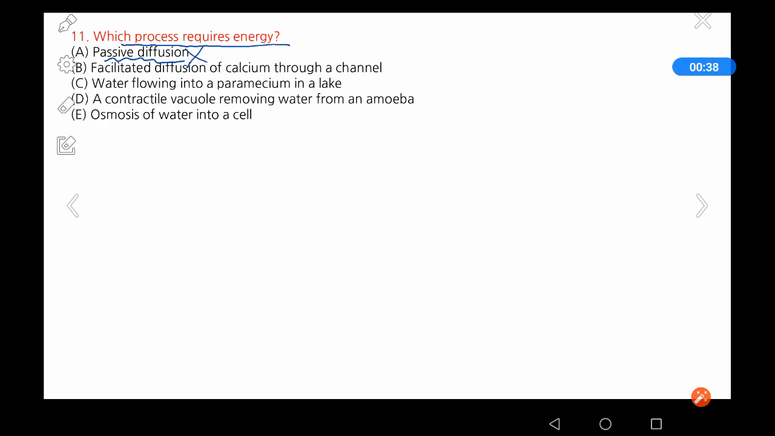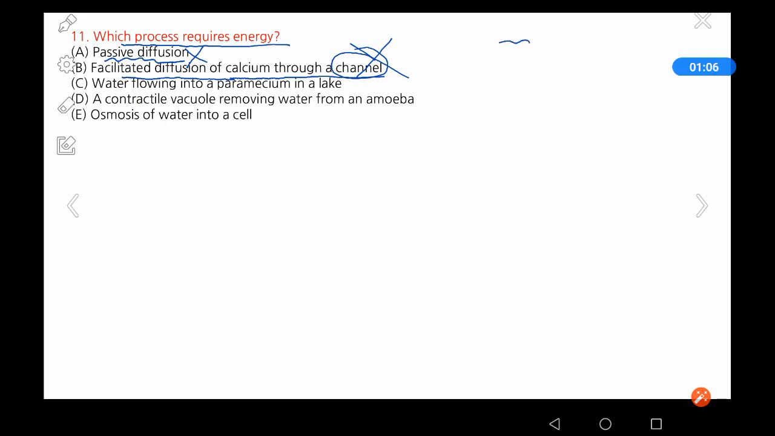doesn't require energy. Facilitated diffusion of calcium through a channel. Facilitated diffusion is like diffusion, but it's happening through a protein channel. Again, it's from high concentration to low concentration, that doesn't require energy. Water flowing into a paramecium in a lake.